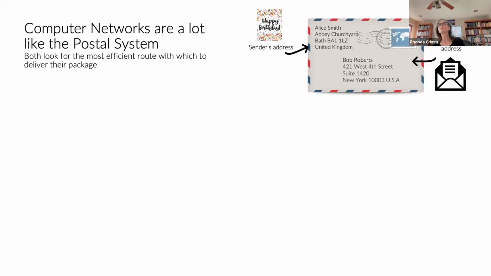So computer networks are a lot like the postal system. There's this very loose analogy that both look for the most efficient route to get where they're going, where to deliver their package. So, for example, say you've got Alice, and she wants to send a birthday card to her friend Bob from college. And Alice is in the UK and Bob's in New York. So she wants to put this birthday card into an envelope. It puts the sender's address on there and then addresses it to Bob.